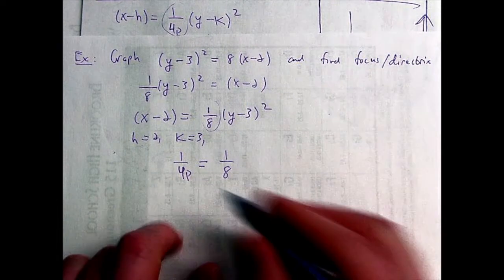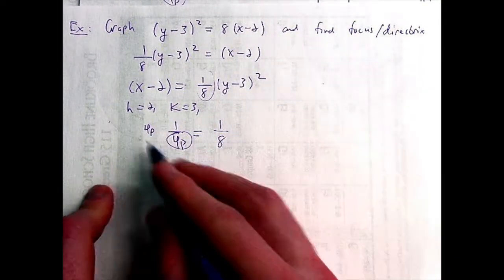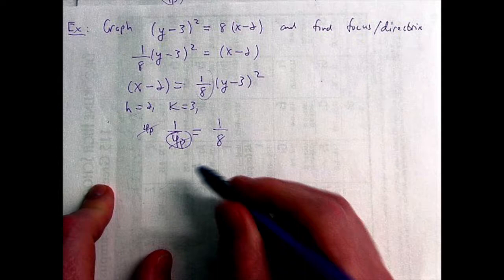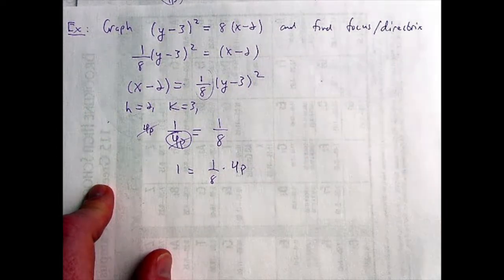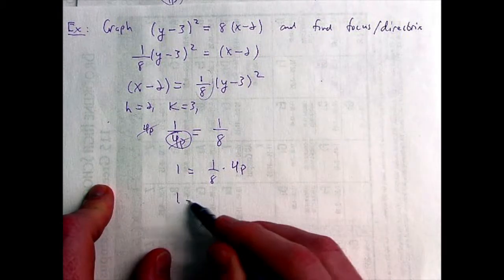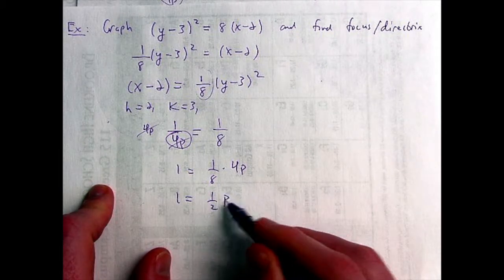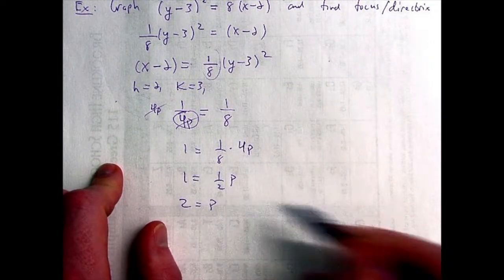Multiply both sides by 4p. So you multiply the left-hand side by 4p, and they just cancel, and you're left with a 1. Multiply the right-hand side by 4p, and we obtain this. Now, of course, the 1/8 times the 4 simplifies. That's just a half. And now you can see that you should just multiply both sides by 2. So you find that p is equal to 2.